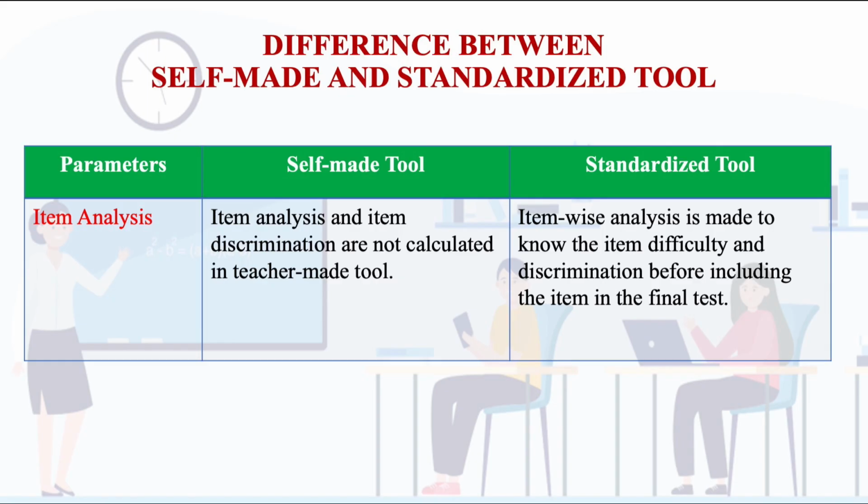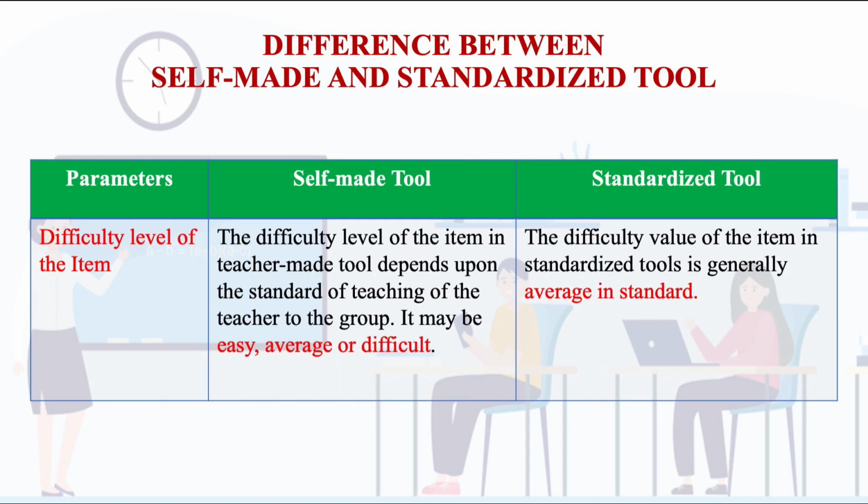And further, so far as the item analysis parameter is concerned, in a self-made or teacher-made tool, item analysis and item discrimination are not calculated, but so far as a standardized tool is concerned, item-wise analysis is made to know the item difficulty and discrimination before including the item in the final test. In a self-made tool, the difficulty value of the item depends upon the standard of teaching of the teacher to the group. It may be easy, average or difficult, because in a self-made tool, the teacher prepares the tool for the group of students to whom he or she is teaching. So that's why the teacher knows about his or her involvement or students' involvement in the process of teaching and learning.